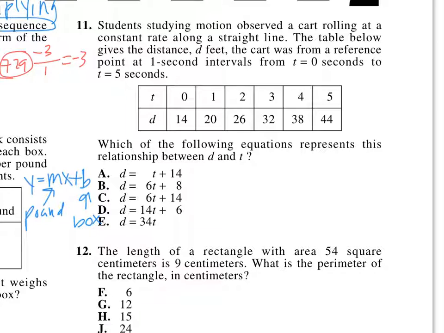Students studying motion observed a cart rolling at a constant rate along a straight line. The table below gives the distance d feet the cart was from the reference point at 1 second intervals from t equals 0 seconds to t equals 5 seconds. Which of the following equations represents the relationship between d and t?